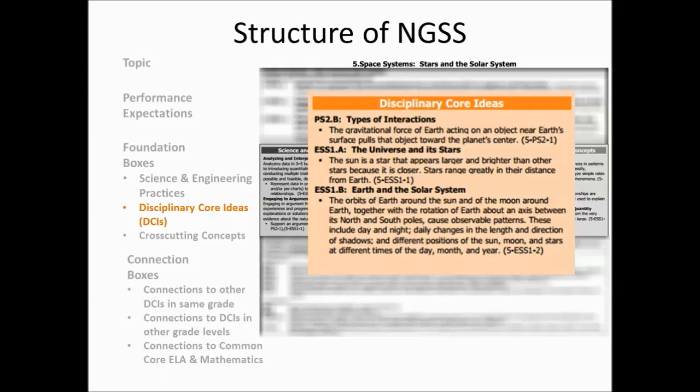The orange box in the center is a disciplinary core idea, and these actually are focused on the science content, or sometimes some people refer to this as the meter. This is the actual knowing of science that you expect from your students. I want to point out that there's codes on these. In this case, there's PS2.B. That actually is a reference back to the Framework for K-12 Science Education.